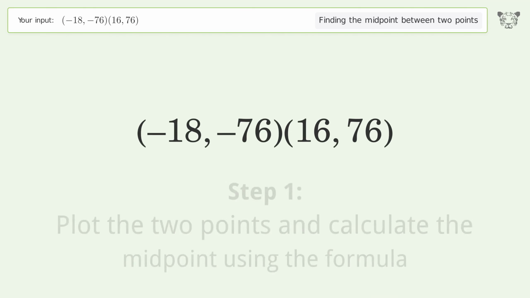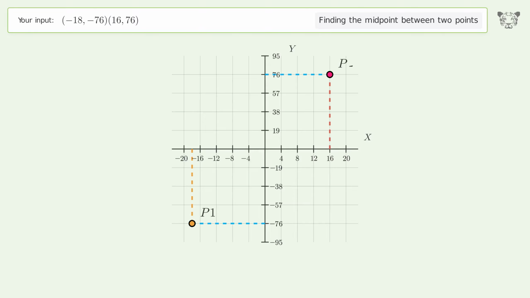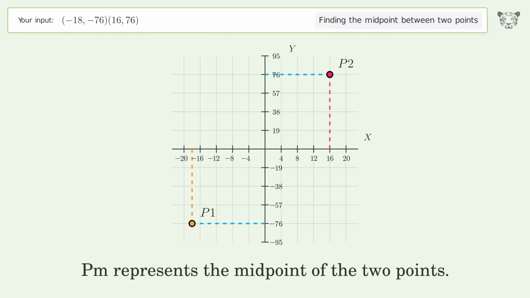The coordinates of point 1 are x1 equals -18, y1 equals -76. The coordinates of point 2 are x2 equals 16, y2 equals 76. PM represents the midpoint of the 2 points.